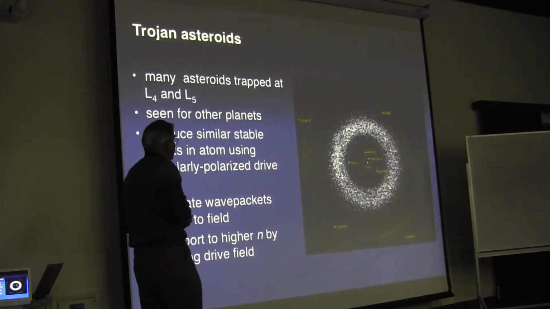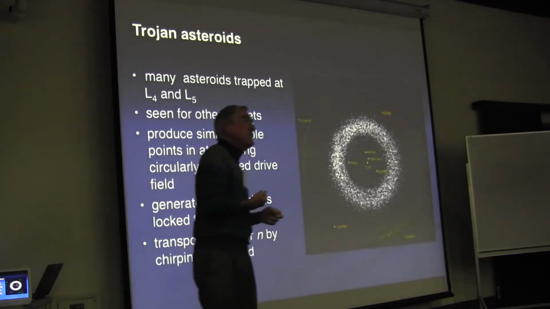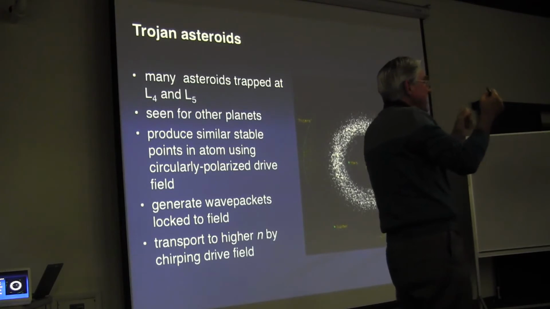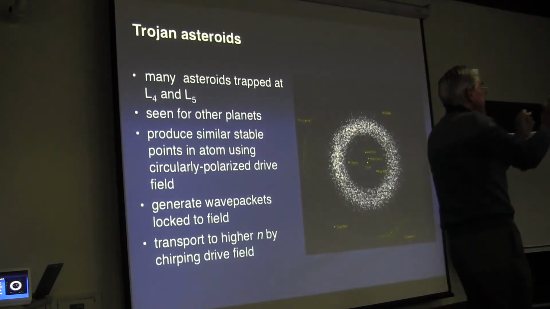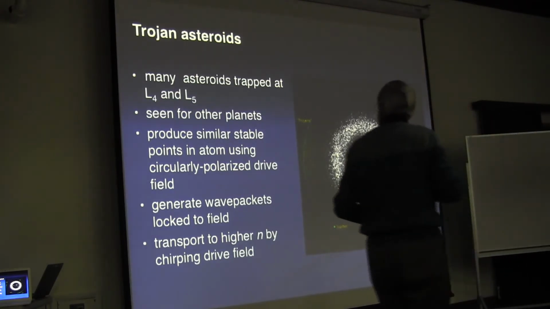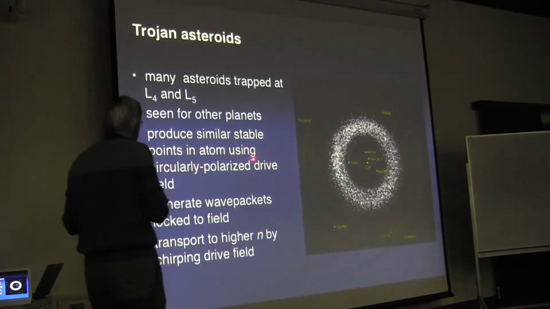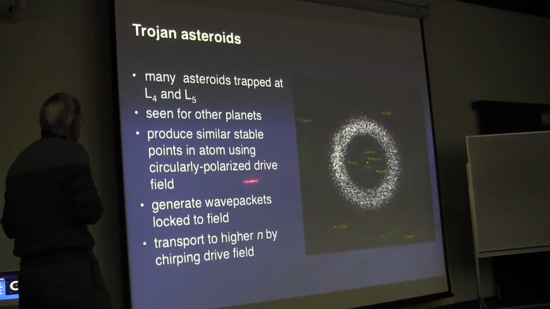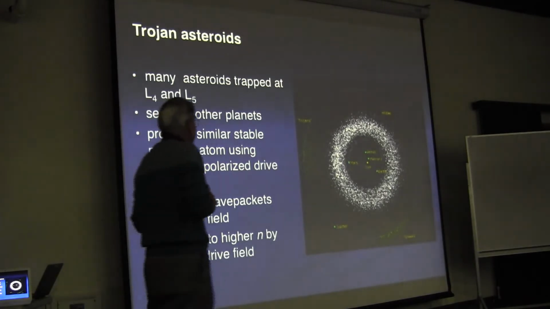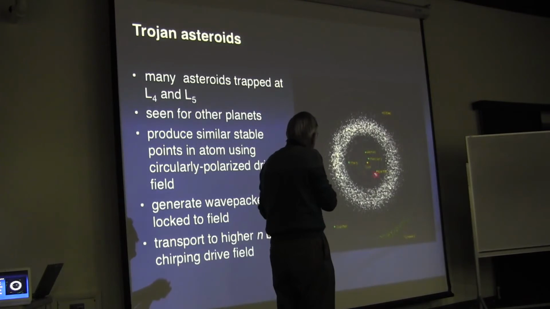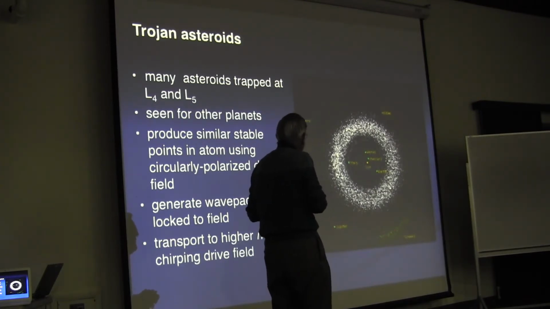Interestingly, there was an article just recently that said they discovered a Trojan for the Earth. So finally they discovered some similar asteroid that's locked in to the motion of the Earth-Sun system, which is kind of interesting. Now, you produce similar stable points in an atom by using a circularly polarized drive field. I mean, obviously, here this system is done by gravity. There's a gravitational attraction from the Sun, there's the gravitational attraction from Jupiter.